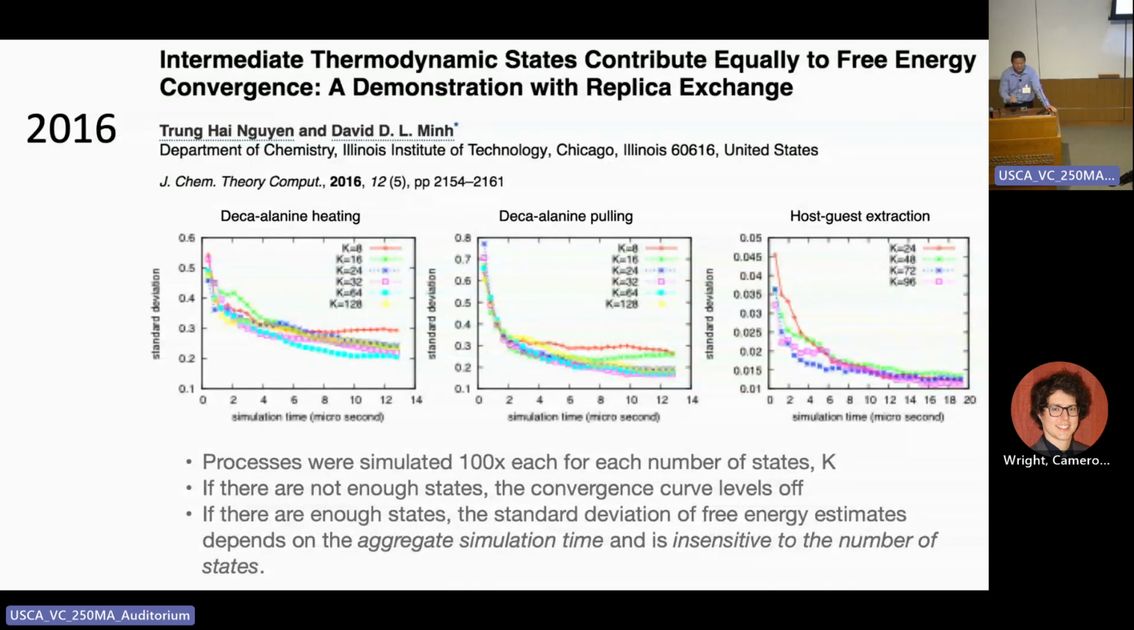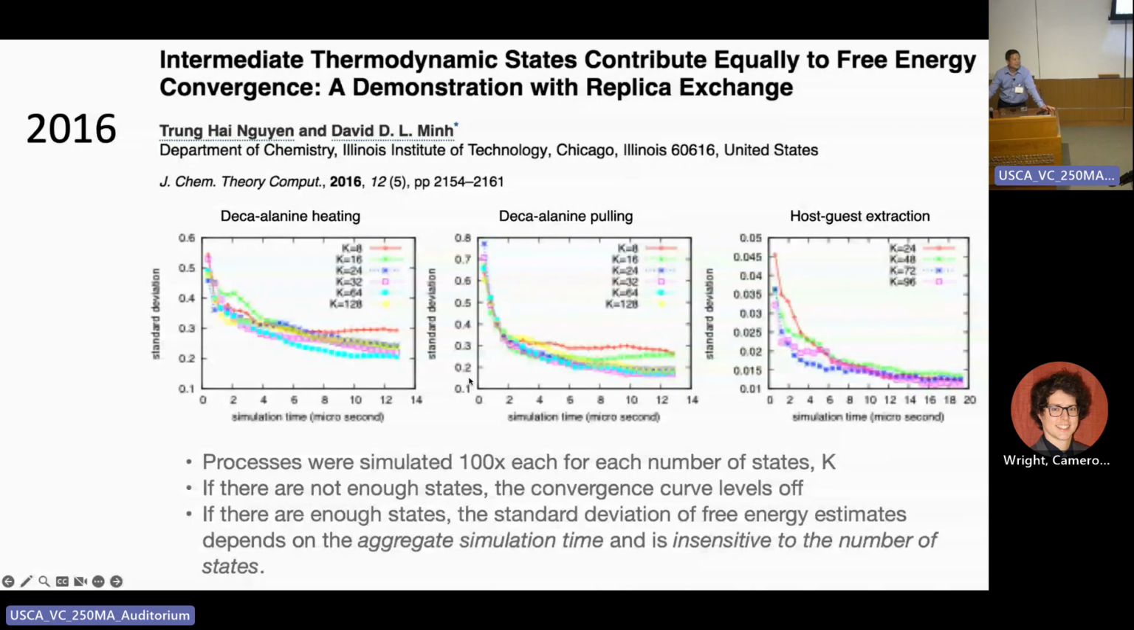So if you have too few windows, K equals 18 for heating of decaalanine, you get this behavior: you increase sampling, and you just get stuck, or sometimes you just get trapped. Decaalanine pooling, same thing. There are two numbers of windows, 8 and 16, where you get trapped, but otherwise, if there are no bottlenecks, you get a steady decrease in the standard deviation across multiple replicates.